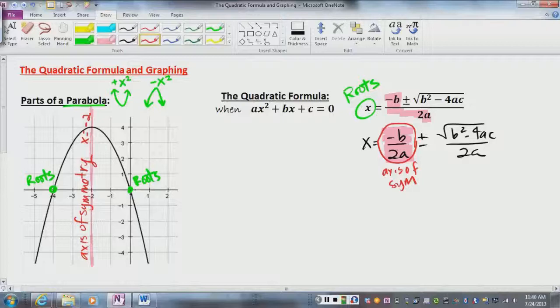The next thing we're going to talk about is this point right here, and that point is called the vertex. The vertex is the maximum or the minimum value of your function. It's either the very highest point or the lowest point. If your parabola opens upward, your vertex is the minimum. If your parabola opens downward, your vertex is the maximum.